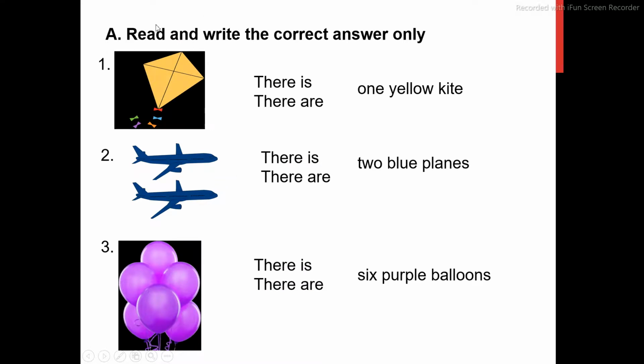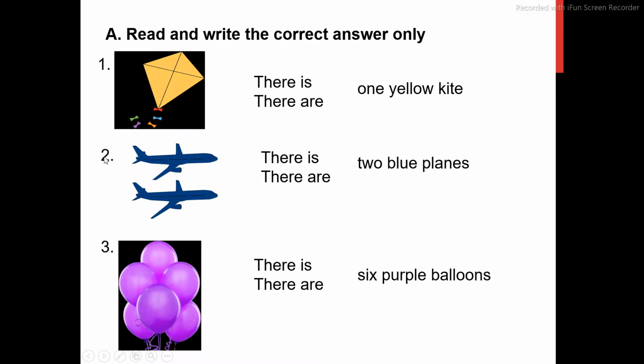Okay, so let's go through this activity. It says read and write the correct answer only. So you only need to write the correct answer. It's either there is one yellow kite or there are one yellow kite. Number 1 is a picture of one kite, so we know that we're going to use the word is. There is one yellow kite.